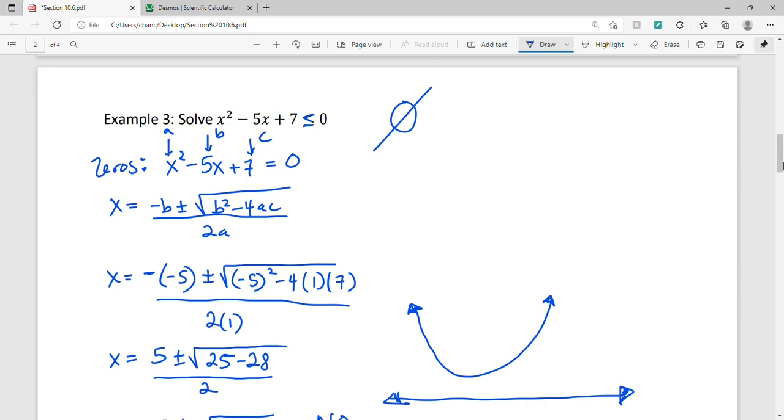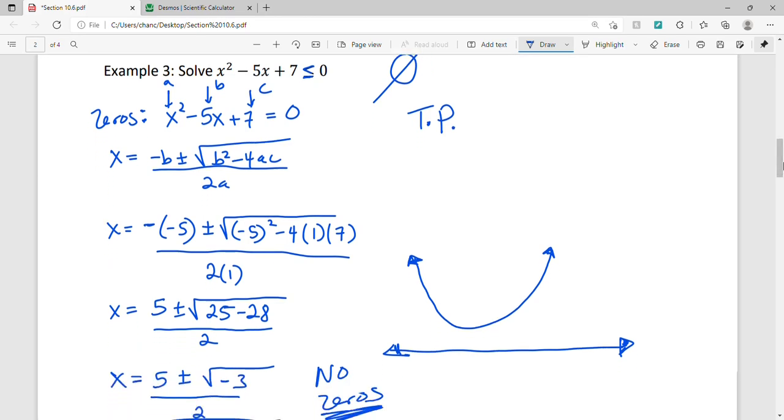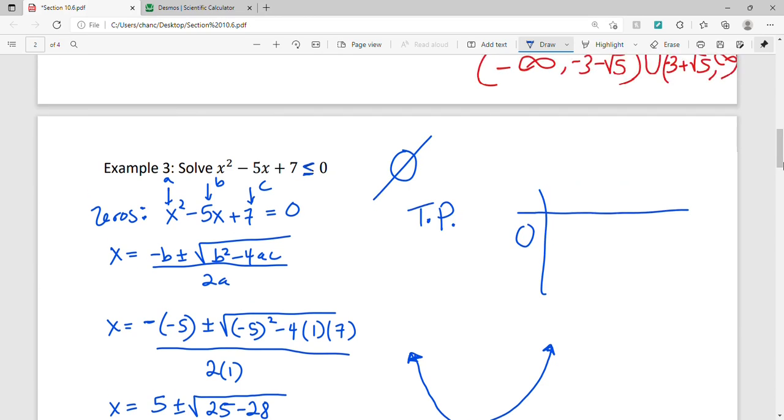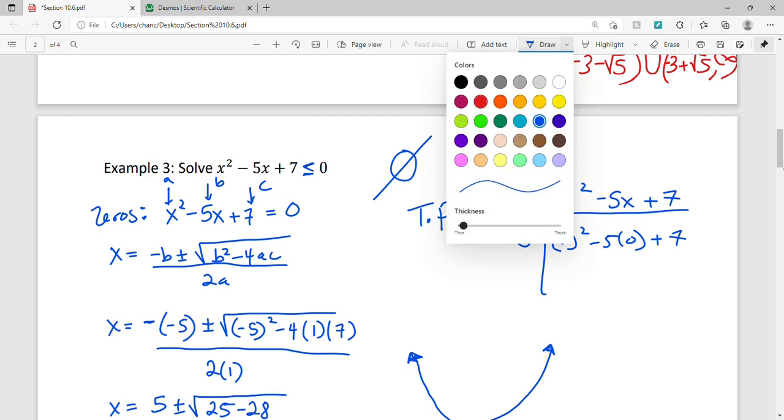Now, just to make sure, you can always pick a test point. So since we don't have any zeros, we'll pick any test point that we want. So I'm going to test 0. That's an easy test point to check. So let's plug in a 0. And I'm going to plug it into x squared minus 5x plus 7. So if you do that, it's 0 squared minus 5 times 0 plus 7. This gives you a positive answer.